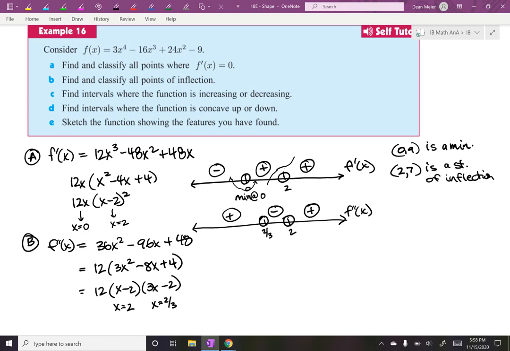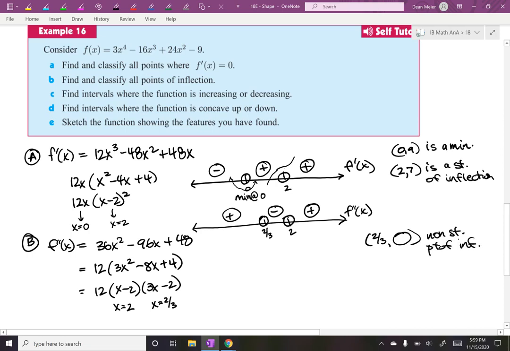So what does that tell me? Well, I still remember that at 2, 7, the first derivative was 0. So 2, 7 had a horizontal tangent, meaning that it was a stationary point of inflection. But now I know at 2/3, we have a non-stationary point of inflection, and I would have to plug that in. And I remember that was kind of a gross number. So plug it into the original equation, and this is a non-stationary point of inflection.